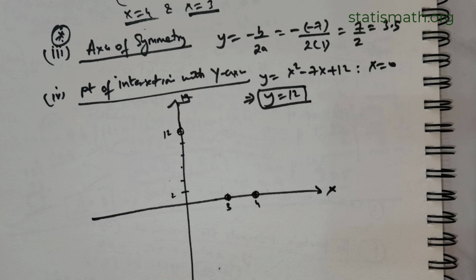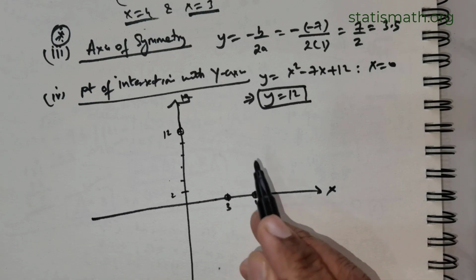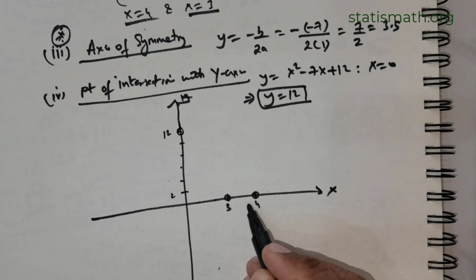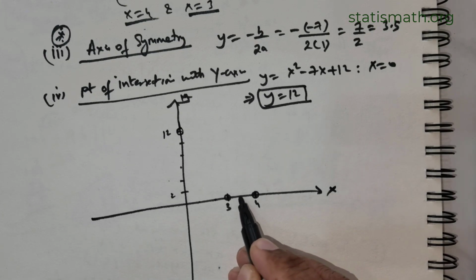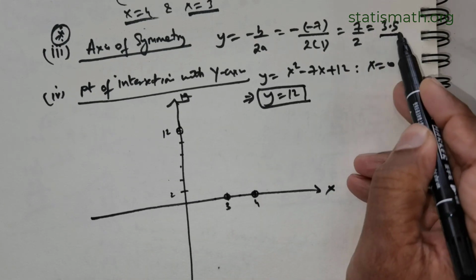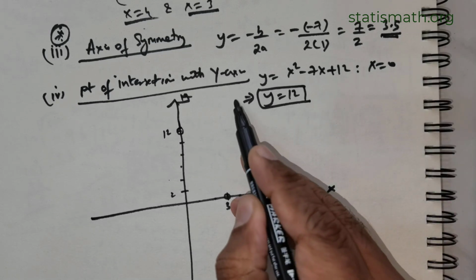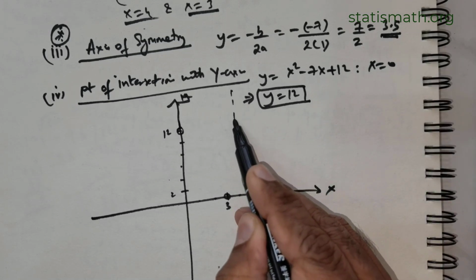Now we need to also get the coordinate of the vertex, which we have not obtained. Axis of symmetry we have got. Axis of symmetry is going to be 3.5. You see that this is the axis of symmetry. So probably you can draw that line.